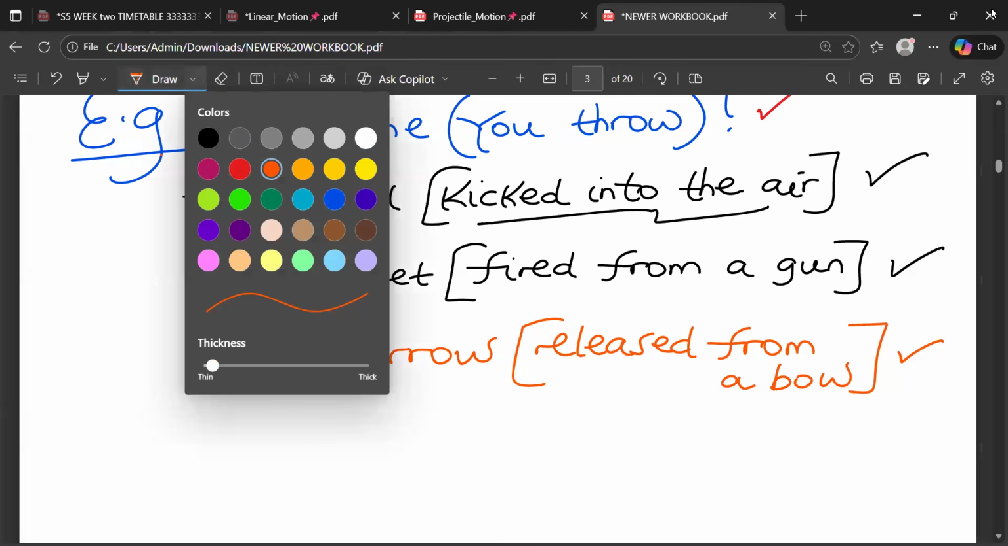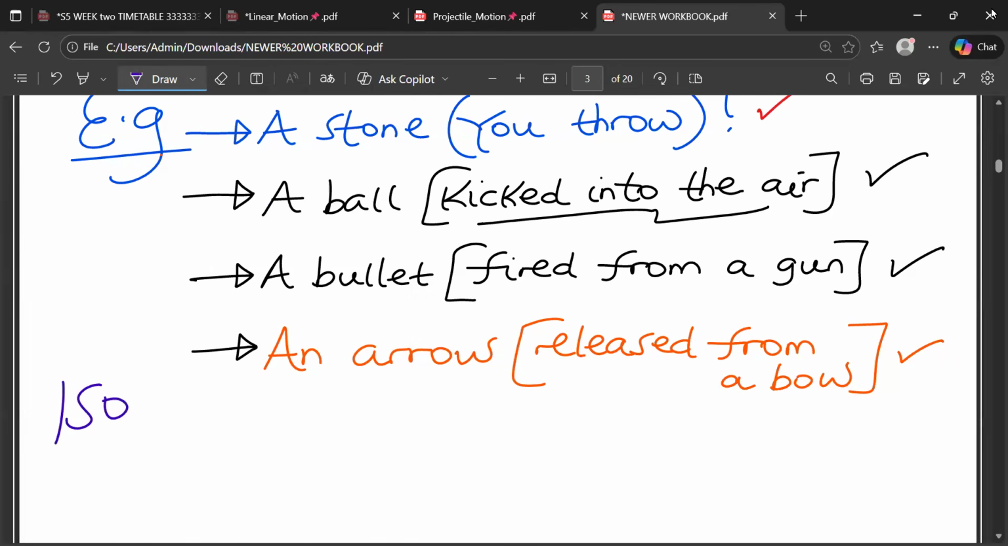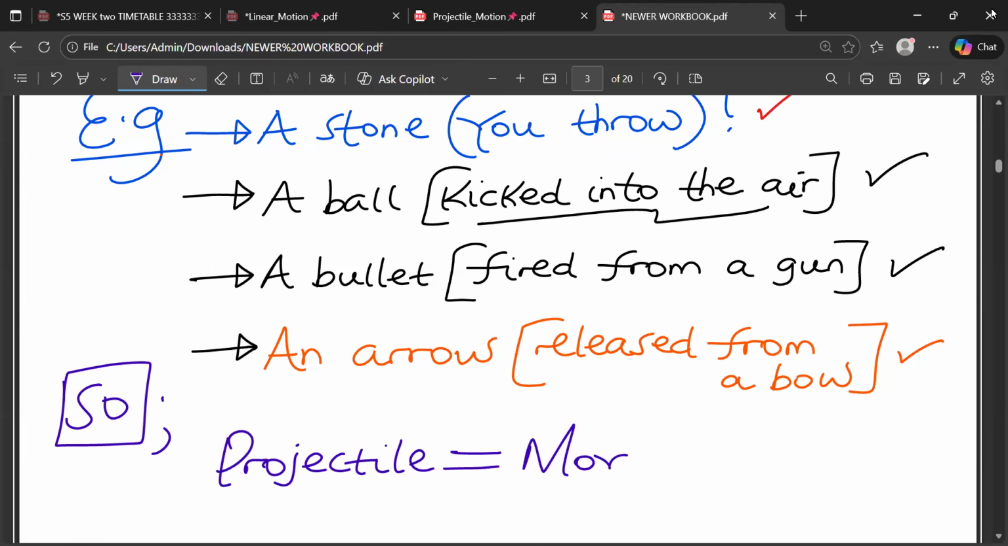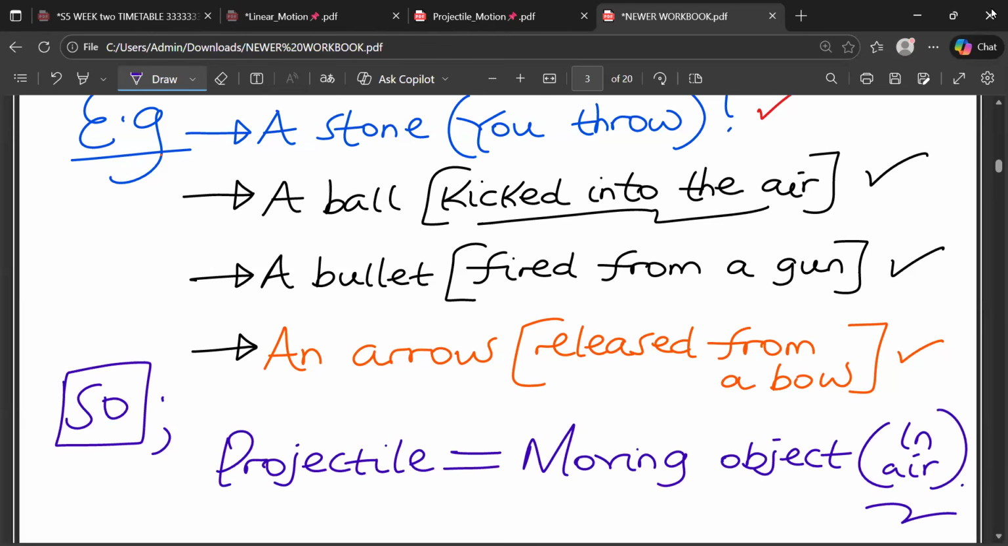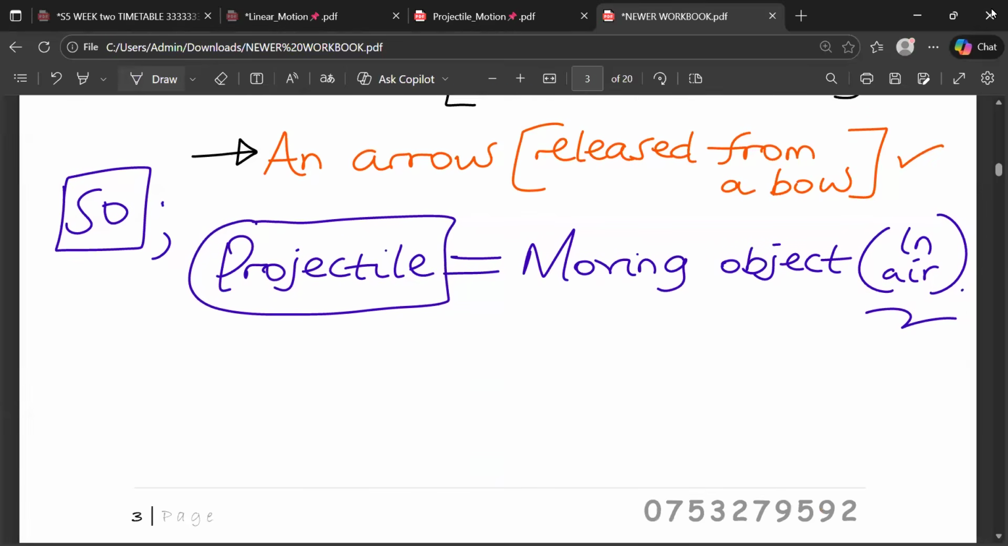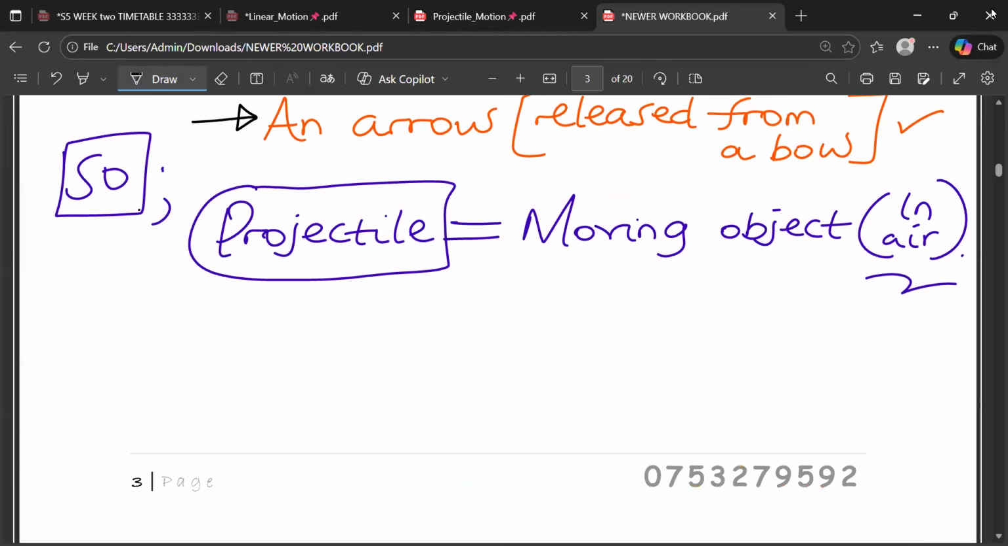So in simple terms, the projectile is a moving object. Projectile is the moving object, and we always prefer it to be where? In the air, the moving object. That's why they call it a projectile. Now this projectile follows a certain path.